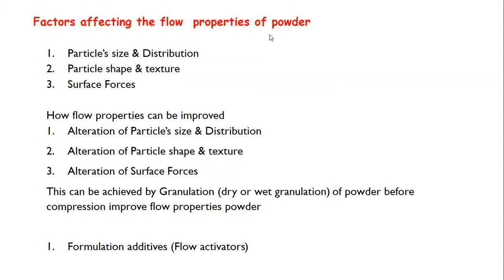So the factors affecting the flow properties of powder are particle size and distribution, particle shape and texture, and surface forces. So all these parameters can be improved by granulation. So how can flow properties be improved? By alteration of particle size and distribution, alteration of particle shape and texture, and alteration of surface forces, and these can be achieved by granulation, that is either by dry or wet granulation of powder before compression, and these help to improve the flow properties.